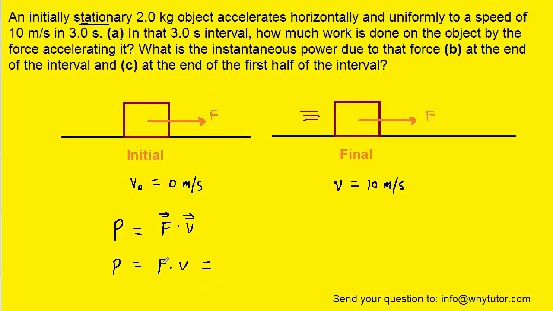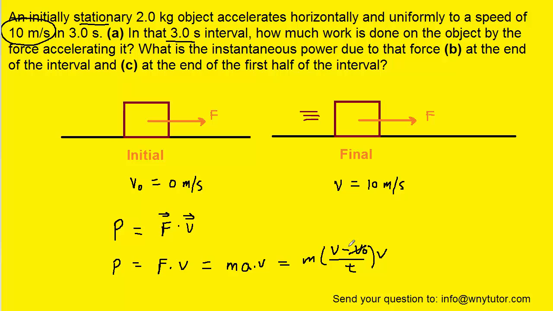Now, to proceed, we would need the force. We actually have the velocity at the 3-second interval that was given to us in the question as being 10 meters per second, but the force was not given to us. Now, of course, we recall that force is equal to mass times acceleration, so we can substitute that expression in for the force. The acceleration, of course, is the change in velocity divided by the time interval, so we can write the acceleration in this manner.